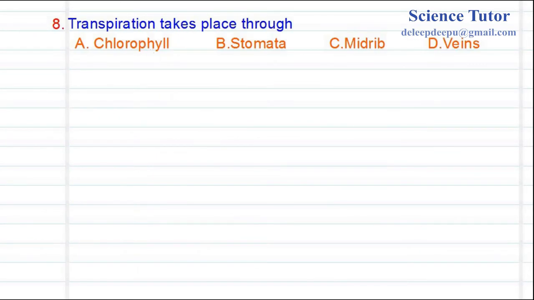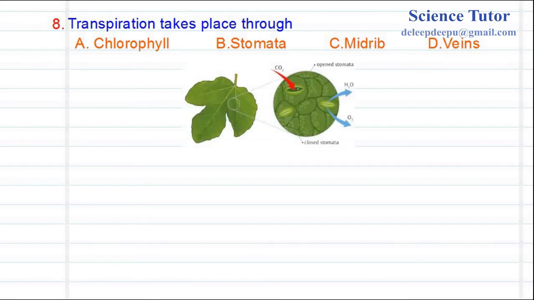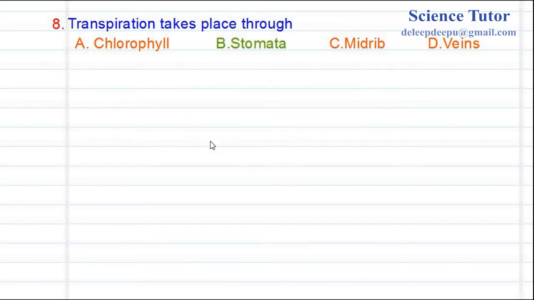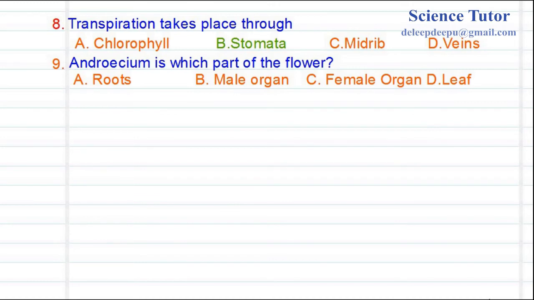Transpiration takes place through chlorophyll, stomata, midrib, or veins. Look at this figure. Stomata are small holes found on the underside of the leaf. They help the plant to take carbon dioxide from the atmosphere, release oxygen, and also water vapor. Here the question is about transpiration. What is transpiration? Transpiration is the loss of water from the aerial part of the leaf. So midrib, veins and chlorophyll do not come under that category. Stomata is the answer.